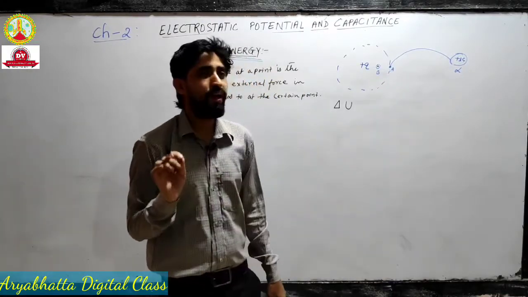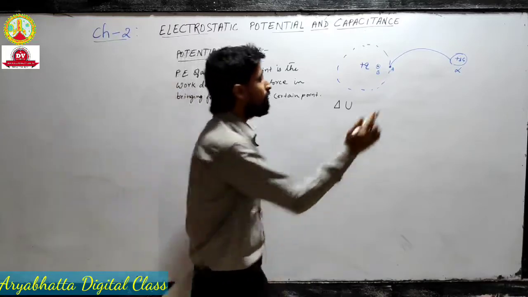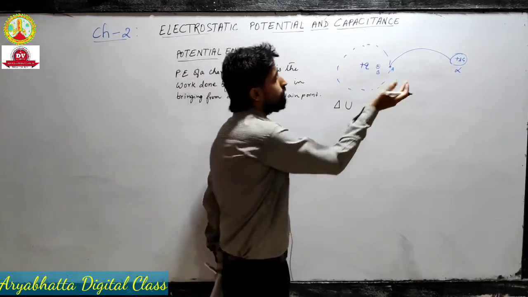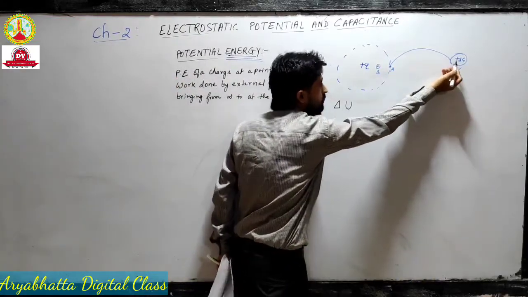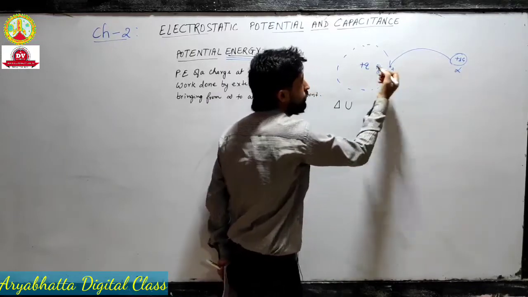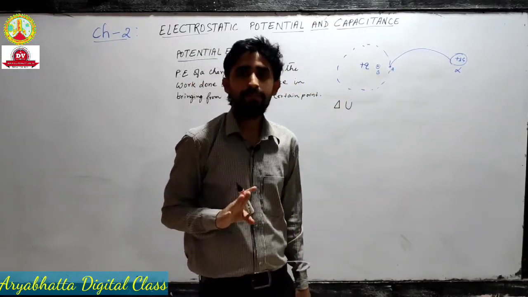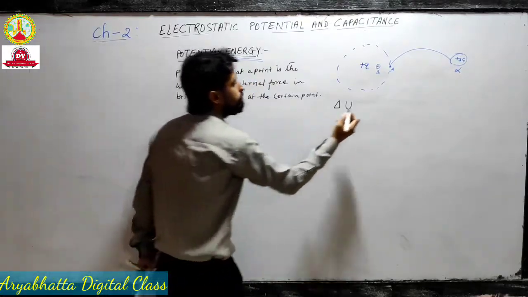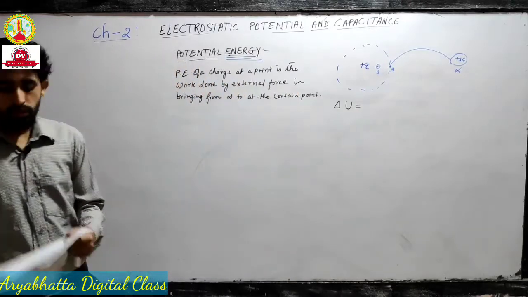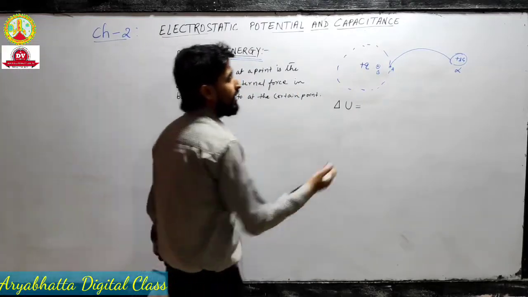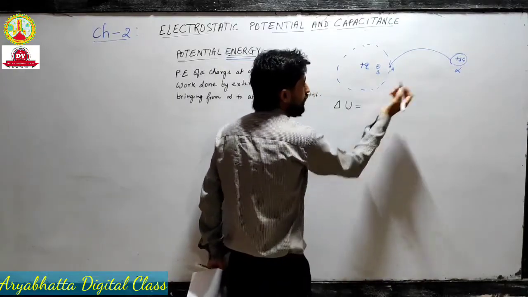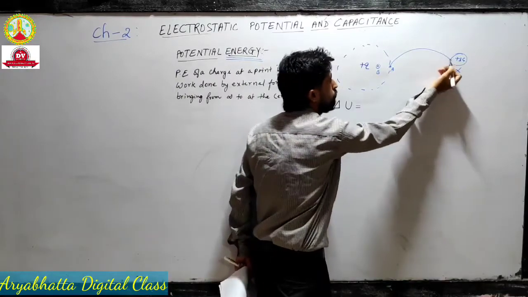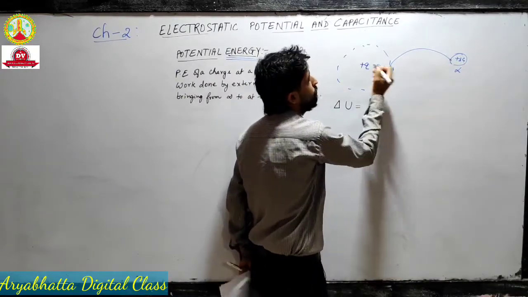Always remember, whenever you find potential difference or potential energy difference, we always find it from point A to point B. Is it clear? That is how much work you have done to bring a unit positive charge to point A and to point B. So delta U will be equal to what? Tell me where you will require more energy, to bring the charge to point A or to point B?